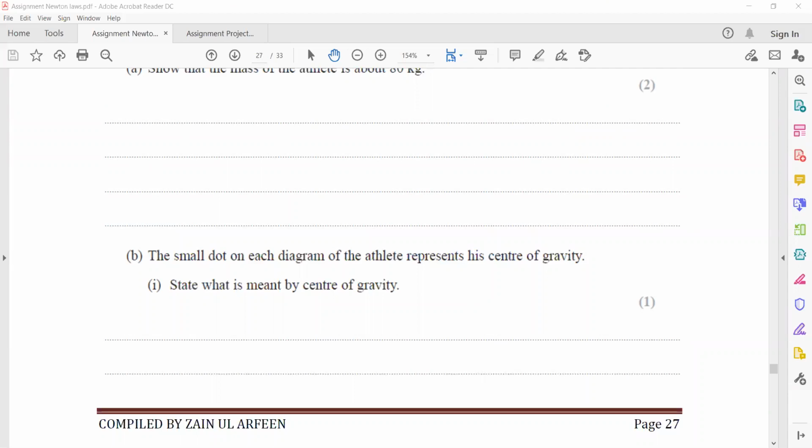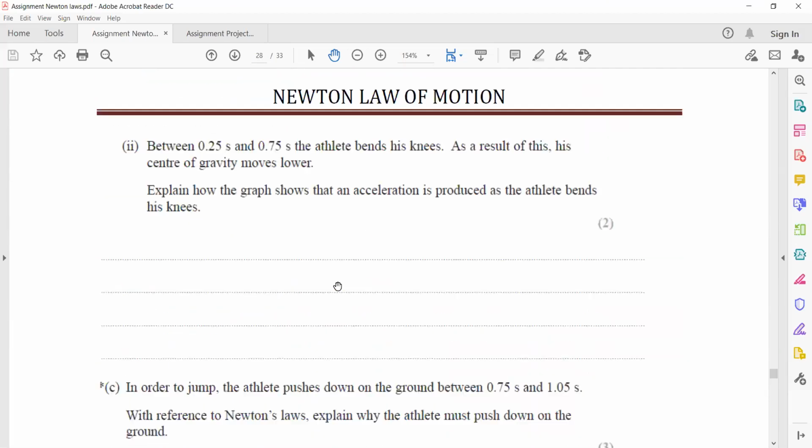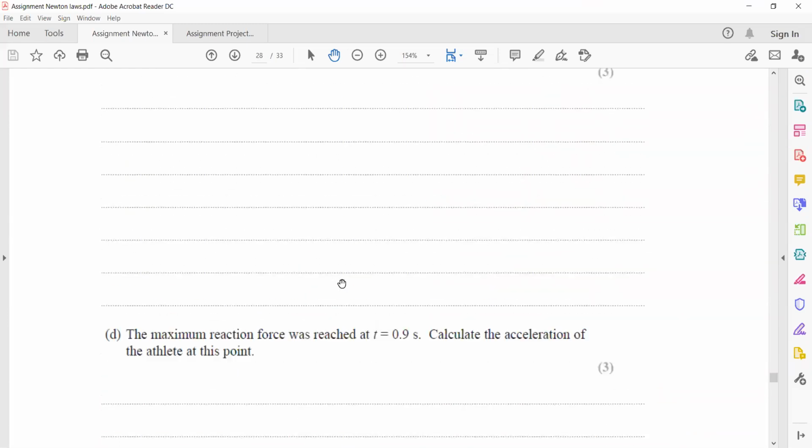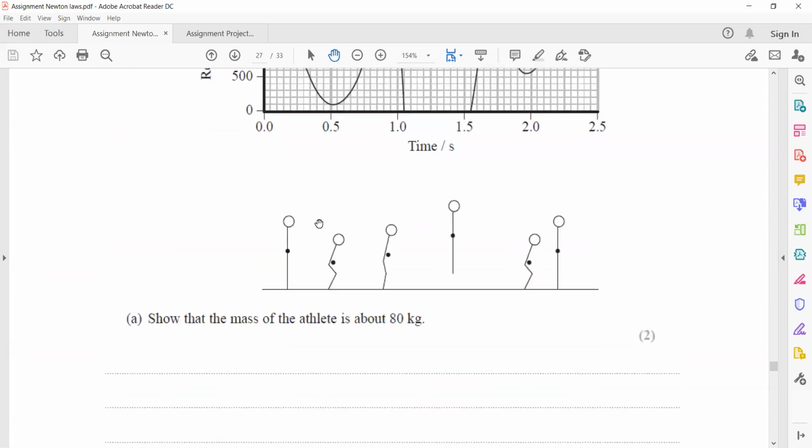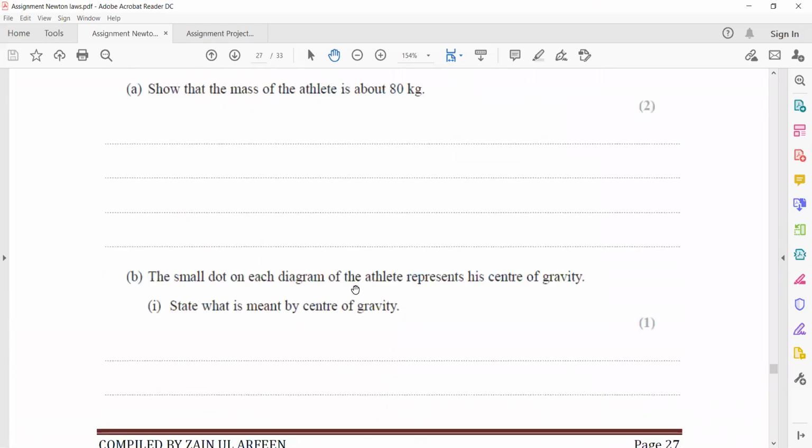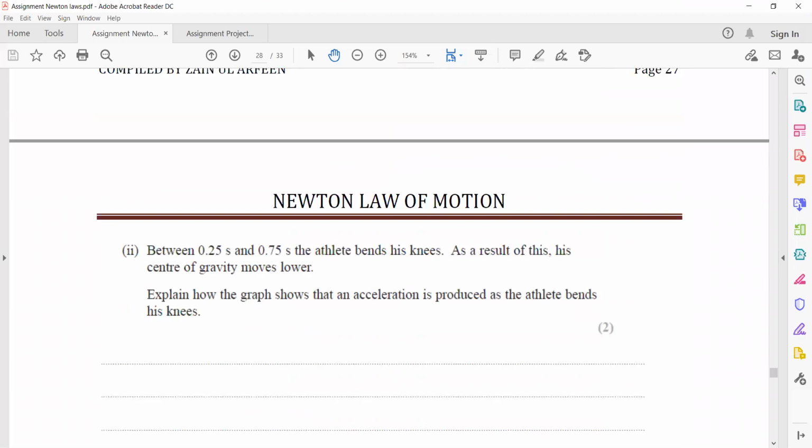Then page 28. Between 0.25 to 0.75, the athlete bends his knees. As a result, the center of gravity moves lower. Explain how the graph shows that an acceleration is produced as the athlete bends his knees. So as the athlete bends his knees, what happened? There's a change in the resultant force.